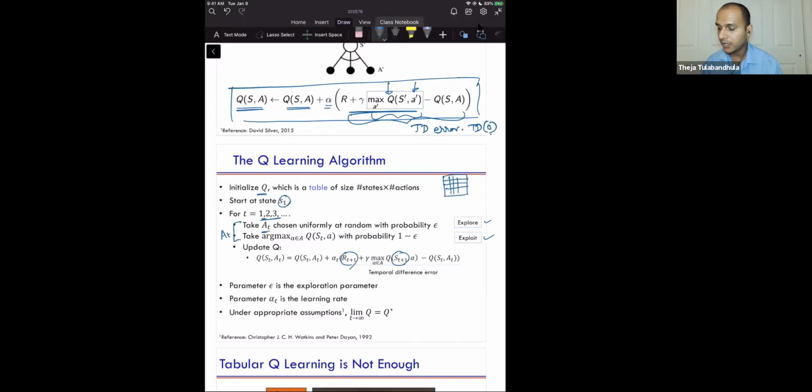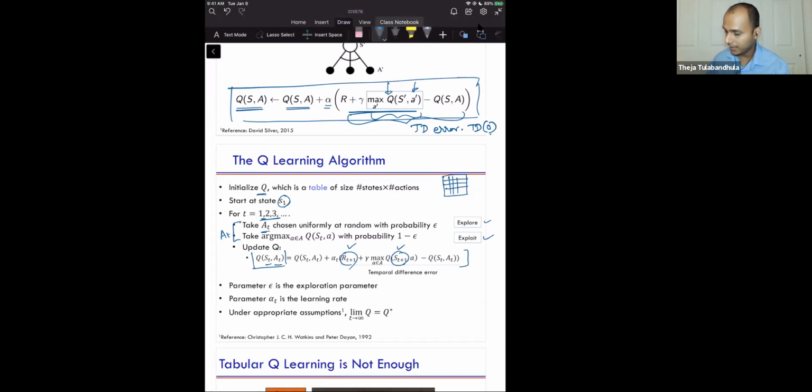Now with those 4 numbers, which is current state, what action you took, what's the reward you got, and what's the next state you went to, you can do this update. And this is an incremental update. You're only going to update the state action pair that you were involved with at the current time step, and not the whole Q matrix. And that's it. You keep doing this over and over again.